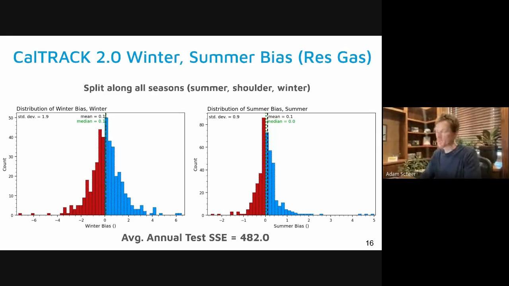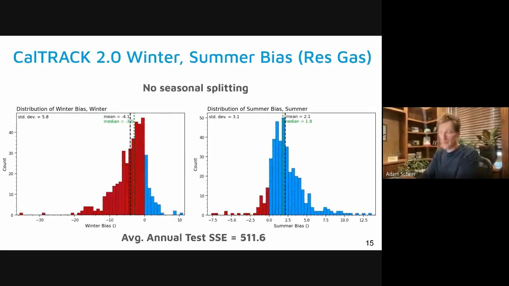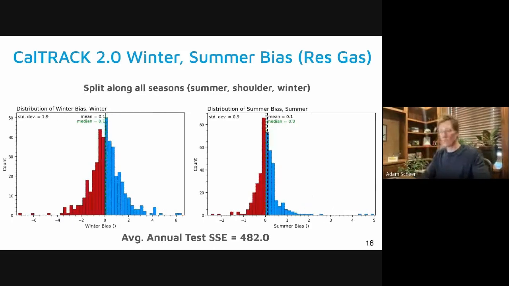So when we're looking at sum of squared error, in this case, we see the average annual test sum of squared error is 482 terms squared, I suppose. But here it's 511.6. So this is good news. We're actually seeing that even when you remedy seasonal bias, again under cross-validation, we can do so and still see on the test sample a lower sum of squared error. So to me, this gives me a lot of optimism, but this is a solvable problem.